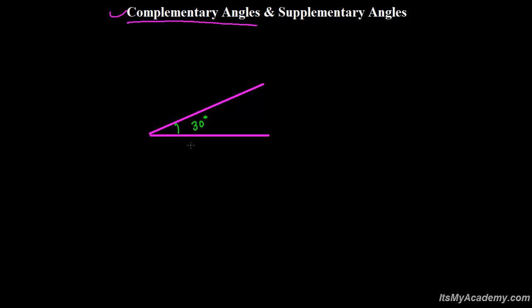Now I'm going to draw one more angle from the same origin, something like this. If this angle is 60 degrees, then these two angles together make 90 degrees. So any two angles whose sum is 90 degrees are known as complementary angles. Suppose one is x degrees and another is y degrees, and if they form 90 degrees, then both x as well as y are known as complementary angles.